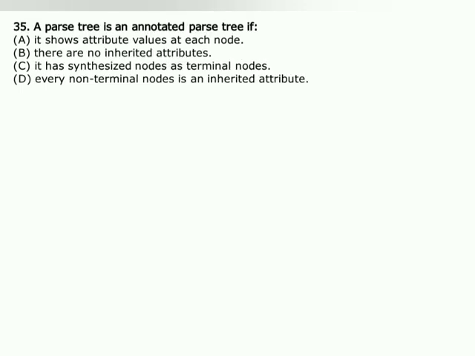A parse tree is an annotated parse tree if it shows attribute values at each node; there are no inherited attributes; it has instead nodes as terminal nodes; every non-terminal node is an inherited attribute. An annotated parse tree is a parse tree that shows the values of the attributes at each node. The process of computing the attribute values at the nodes is called annotating or decorating the parse tree. So option A is the correct one. It shows the attribute values at each node.